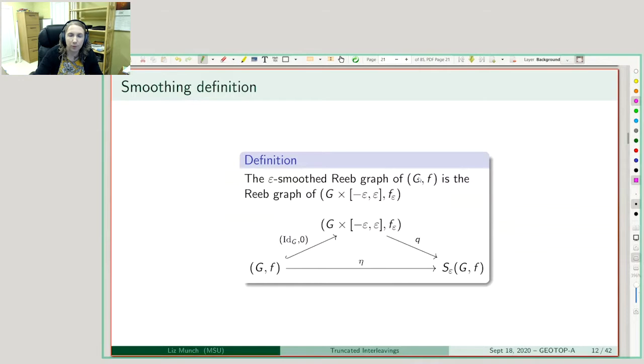So the epsilon smooth Reeb graph, this is everything I just said in pictures, but with diagrams. So the epsilon smooth Reeb graph of this thing is the Reeb graph of G cross epsilon, or G cross my epsilon interval. So that's my thickened Reeb graph. And then my Q is my quotient map over here, and the resulting object over here, this is what I'm calling the epsilon smooth Reeb graph.